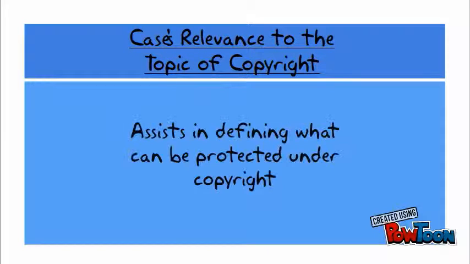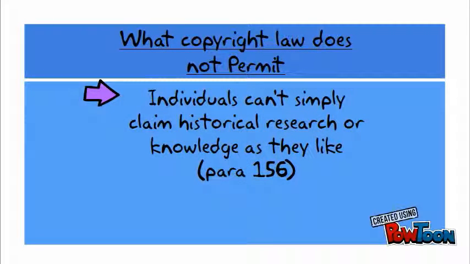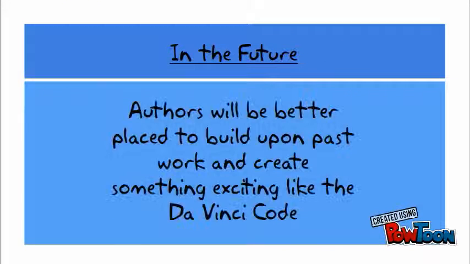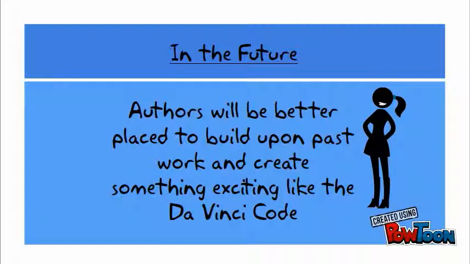In conclusion, this case assists us in understanding what can be protected under copyright law. As Lord Justice Mummery discussed, copyright doesn't allow individuals to simply claim historical research or knowledge as they like. Their claim needs to fall within the scope of expression. This means that future authors will be better placed to build upon pre-existing work and create something interesting and exciting, like the Da Vinci Code.